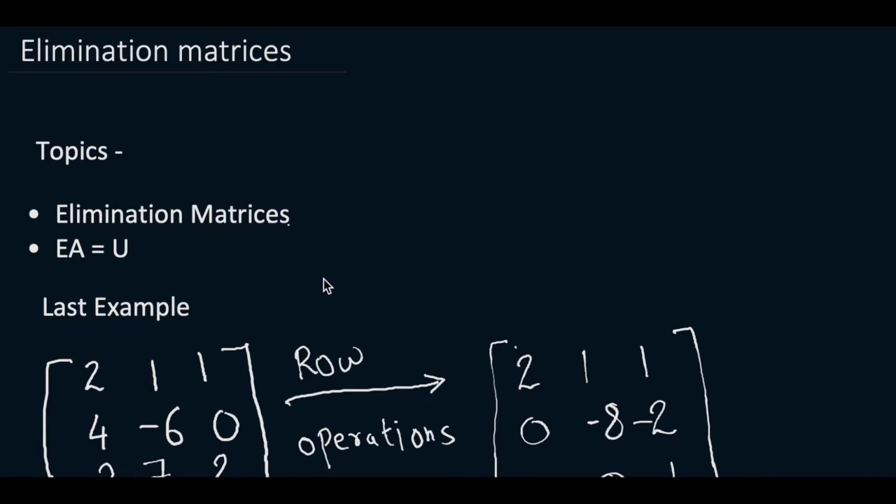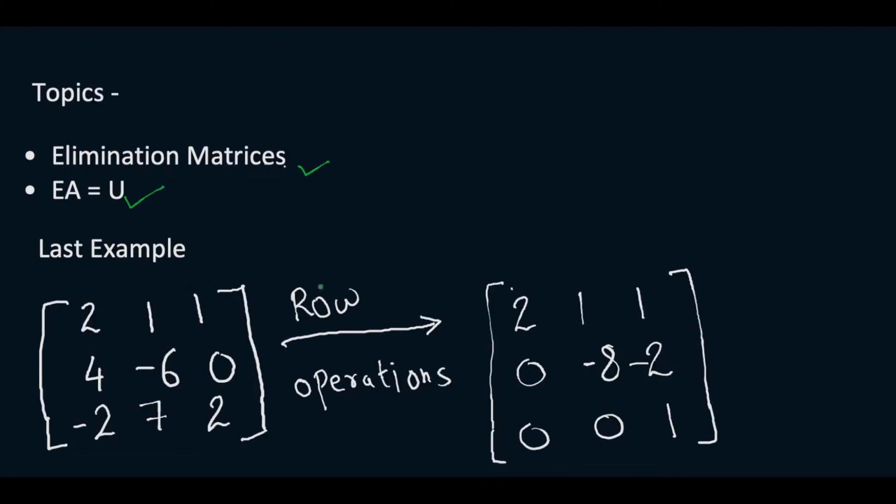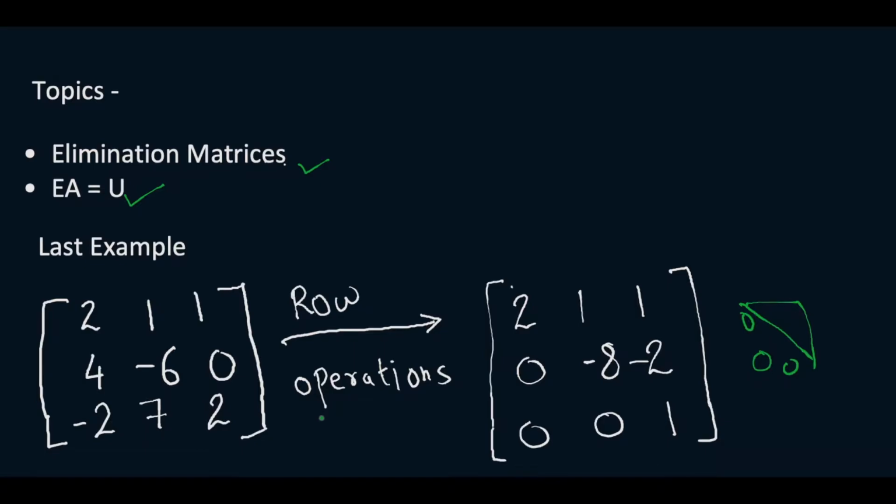Today we are studying elimination matrices. Our topic here is elimination matrices, and we will see how to transform our original matrix in the form of EA equals U. In our last lecture, we saw how to do the row operations and transform the matrix into the upper triangular matrix. Now we will transform those row operations into an elimination matrix. But before that, we need to know how to do matrix multiplication.